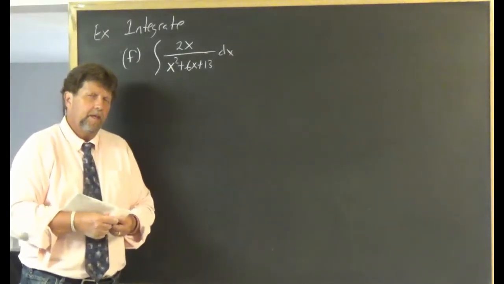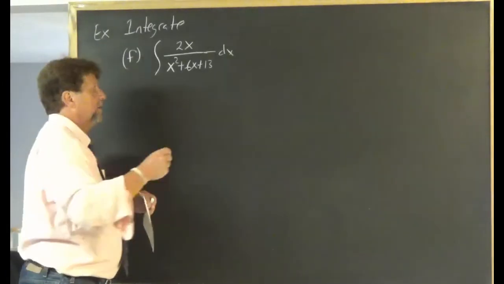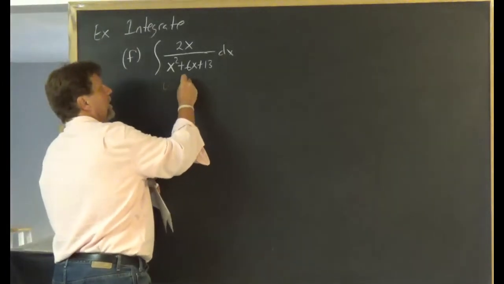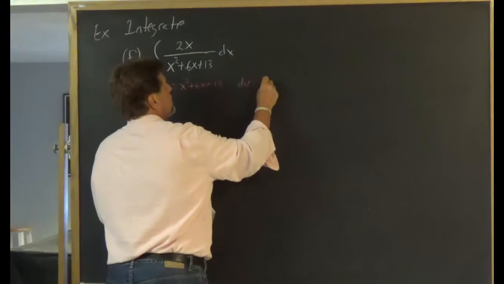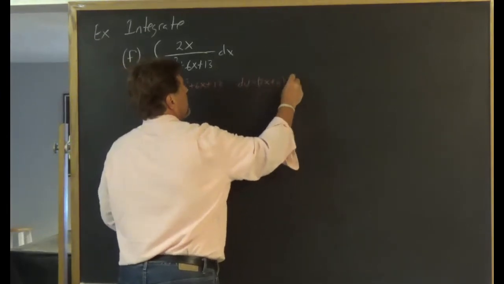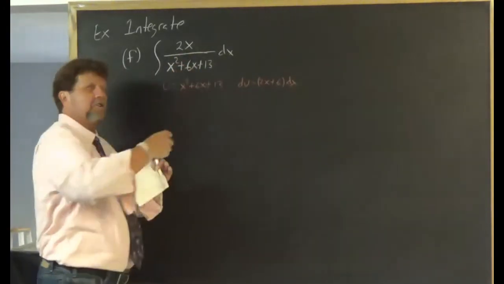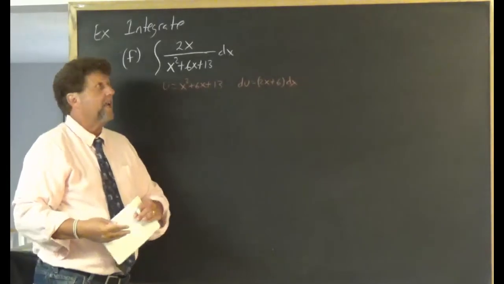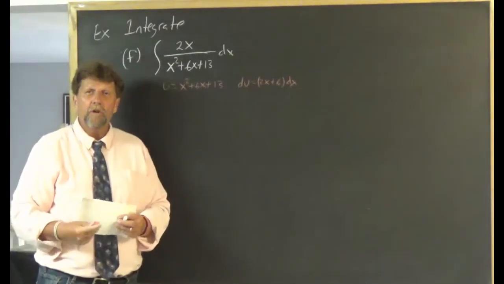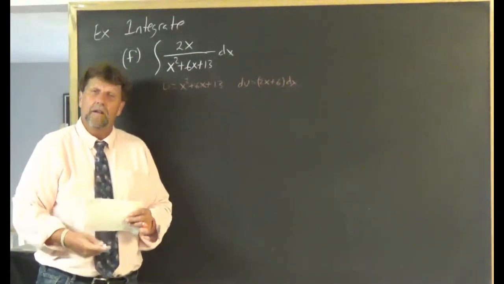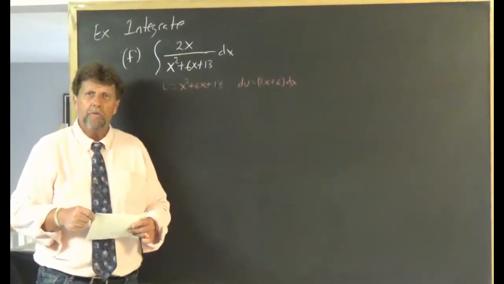So this is going to need another trick. I know a straightforward U-substitution is not going to work. If I let u equal x squared plus 6x plus 13, du is 2x plus 6 dx. It's close. The numerator is a 2x. If only it were 2x plus 6, the U-substitution would work. So here's a trick: let's put a plus 6 in the numerator so this U-substitution will work.